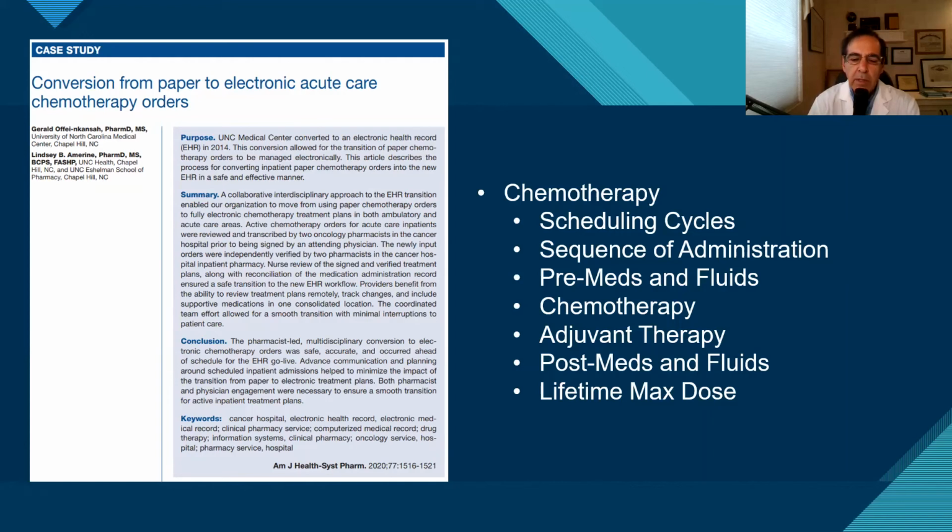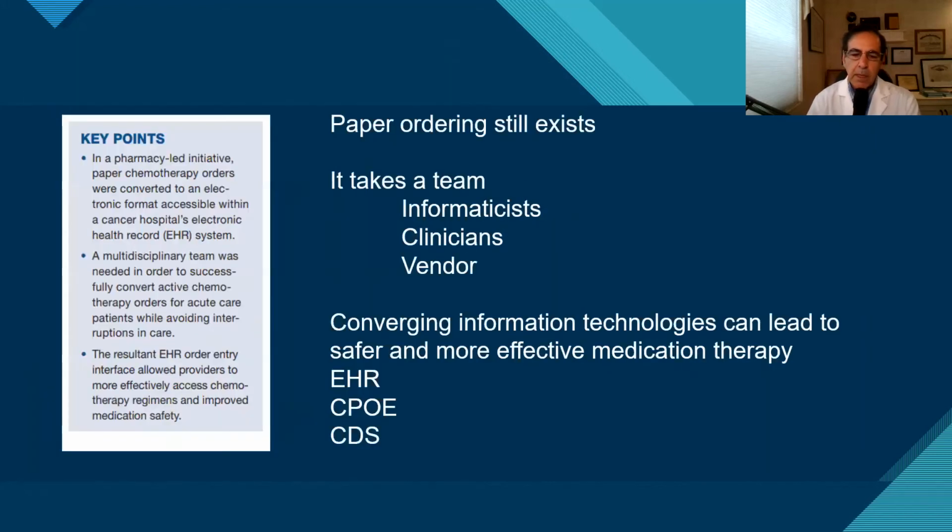And in this article, they talked about implementing a system, and they didn't get into the details so much about how they handle all of these different aspects of the challenges of chemotherapy CPOE, but they did talk about what it takes to get this job done. So as I mentioned, paper ordering still exists. This one institution was able to transition to CPOE for their chemotherapy.